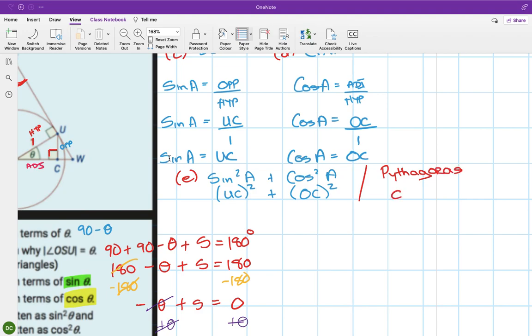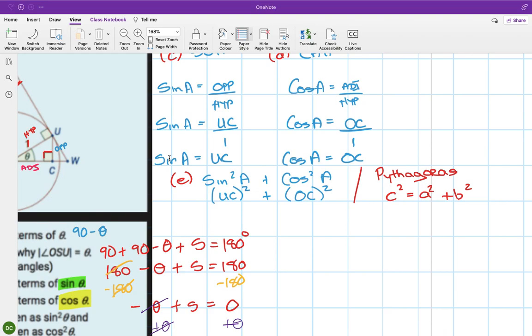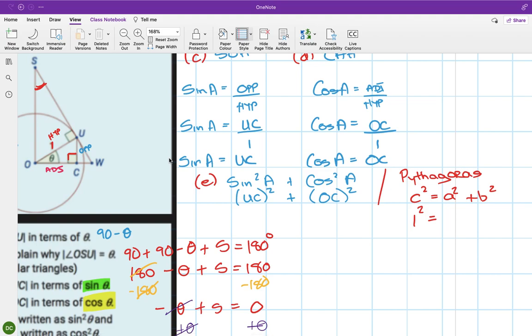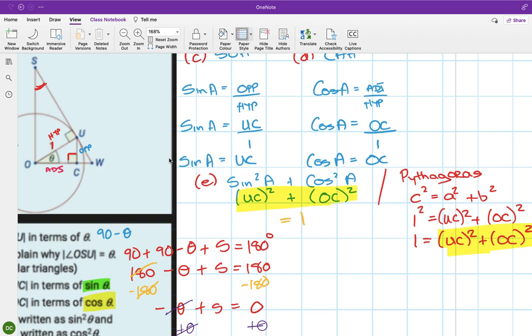So Pythagoras is c squared equals a squared plus b squared. So c squared is the hypotenuse, and you can see the hypotenuse just there on the left-hand side is 1. A squared, it can be any, so let's call it UC. And b can be OC. And then 1 squared is 1. So according to Pythagoras, UC squared plus OC squared equals 1. So then over here, UC squared plus OC squared must equal 1. And that is evaluated, as in I got a value.